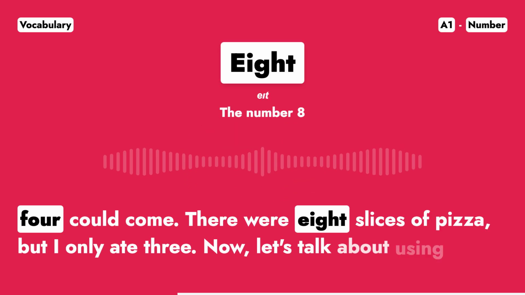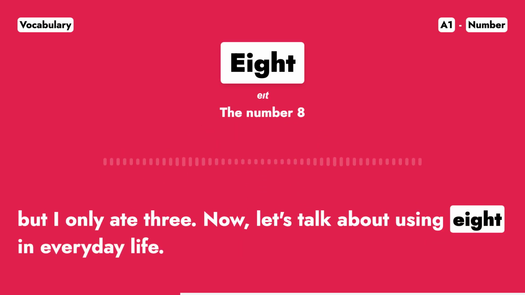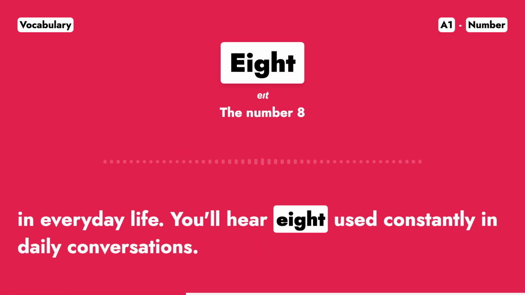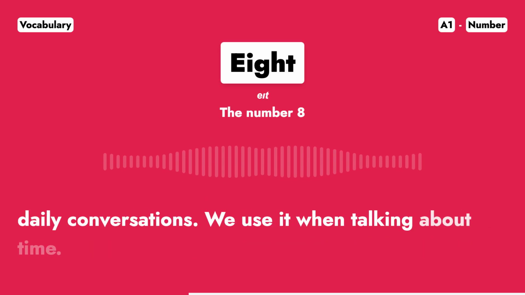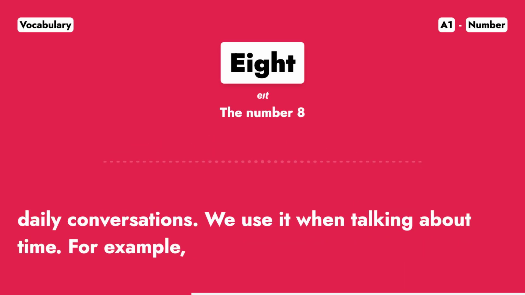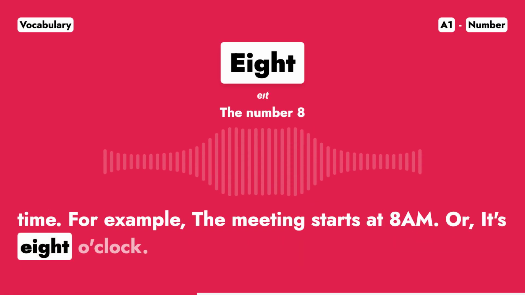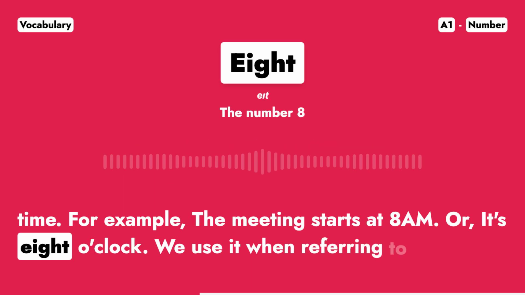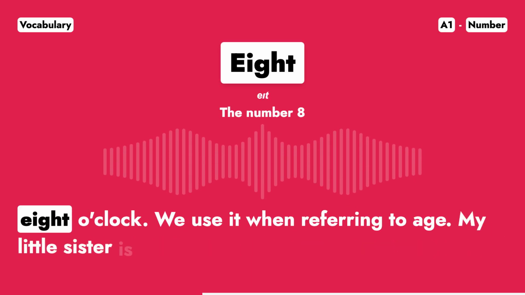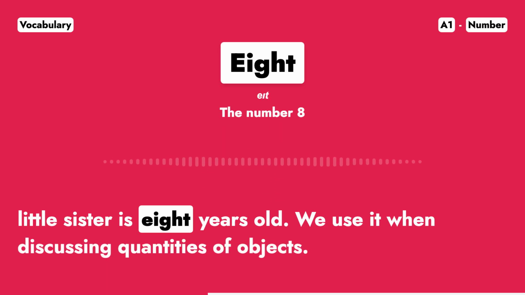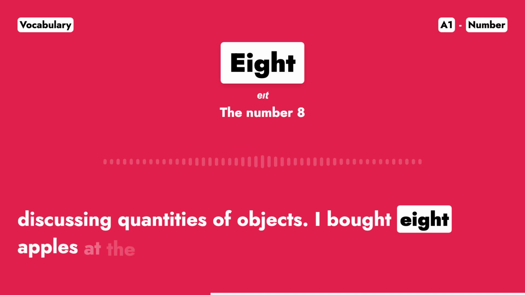Now, let's talk about using 8 in everyday life. You'll hear 8 used constantly in daily conversations. We use it when talking about time. For example, the meeting starts at 8 a.m. or it's 8 o'clock. We use it when referring to age. My little sister is 8 years old. We use it when discussing quantities of objects. I bought 8 apples at the store.